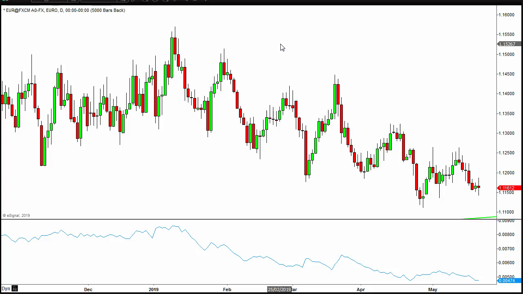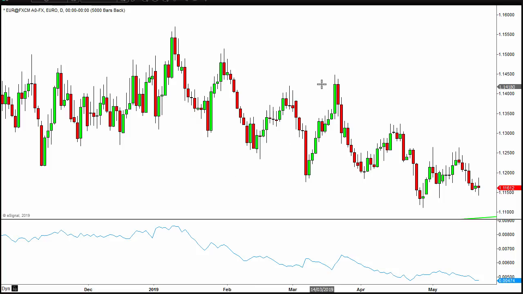So, are we seeing a collapse in volatility across Forex? The easy way to measure whether volatility is reducing or increasing is just to put an average true range indicator on your chart. So that's what I've done here. I've got a chart of the euro dollar to start off with, and I've got an ATR, average true range, with a standard 14 period setting on it.